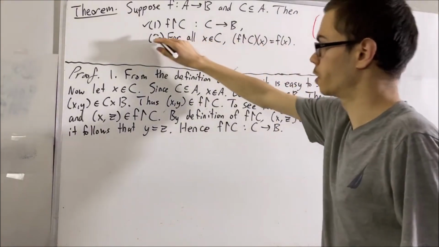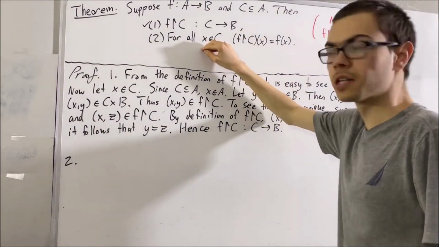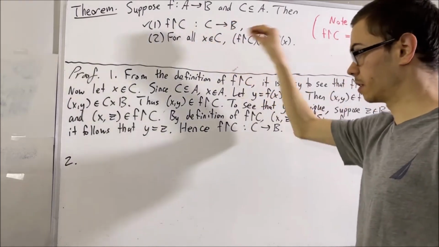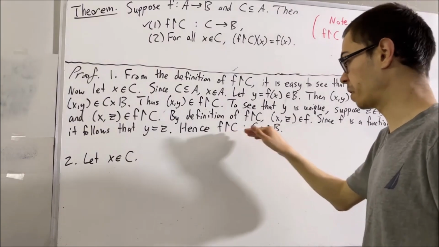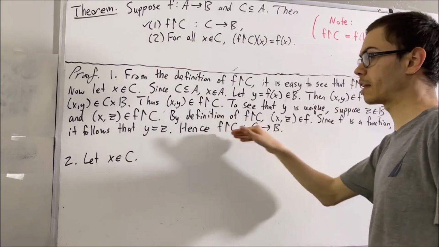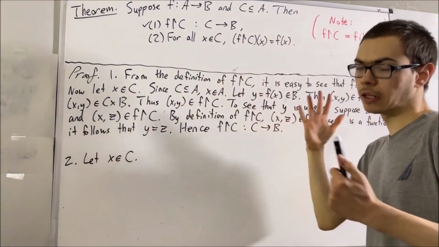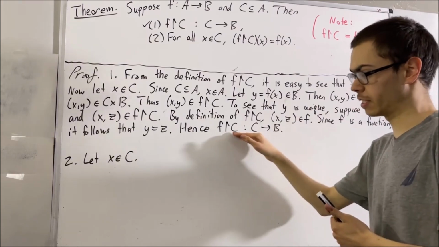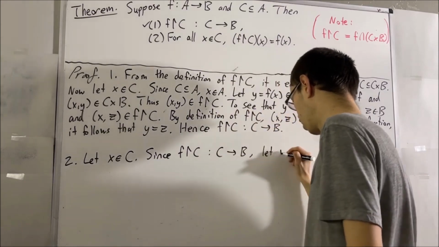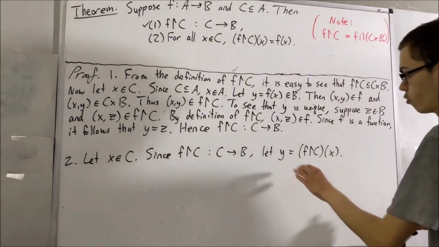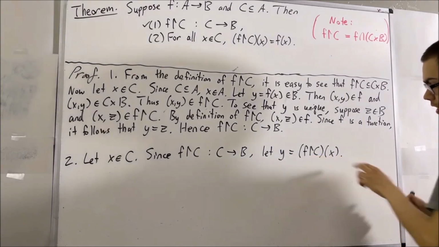So now we're going to prove 2. Now, we're trying to prove a statement about every element in C. So give me an arbitrary element in C. I'll call it x. Now that we know f restricted to C is a function from C to B, it follows that f restricted to C has a functional value at x. And we could say, let y equal f restricted to C evaluated at x. And remember, this is another way of saying x comma y is an element of f restricted to C.